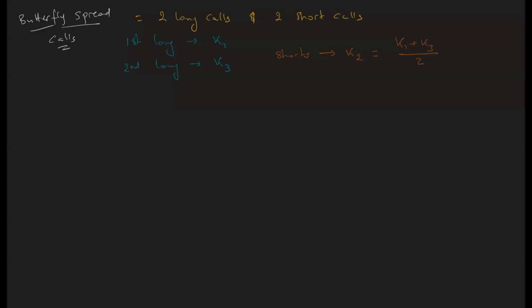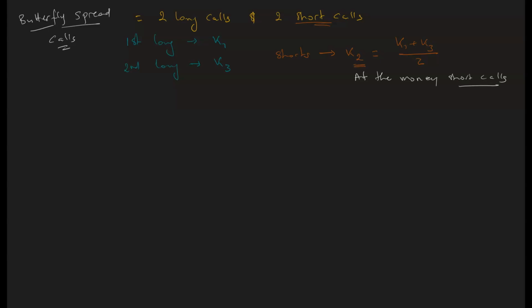So we are setting up a range within which we believe that the stock price is going to be trading, so within K1 and K3, and we're setting up 2 positions in the short call at exactly the mid-range between these 2. Now the short calls also have to be at the money.